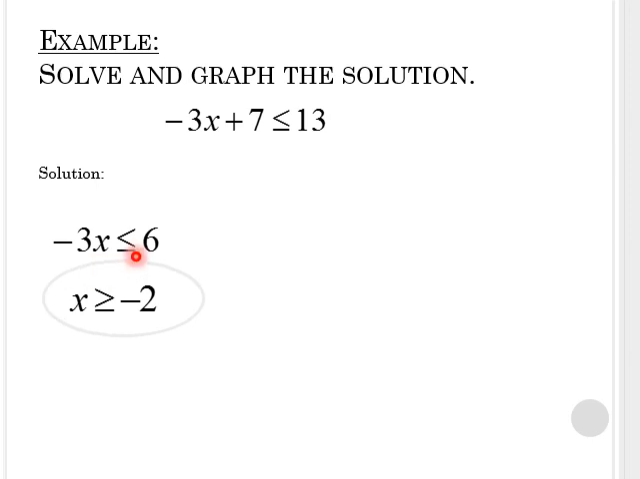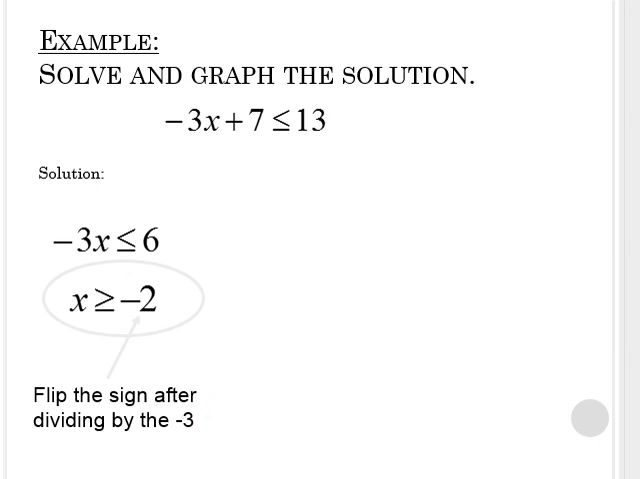6 divided by minus 3 is minus 2. Minus 3 divided by minus 3 is 1, so it got cancelled. The important point to notice here is that before it was less than or equal to, and now it is more than or equal to. So when we multiply or divide by a negative number, we have to change the inequality. So flip the sign after dividing by minus 3.